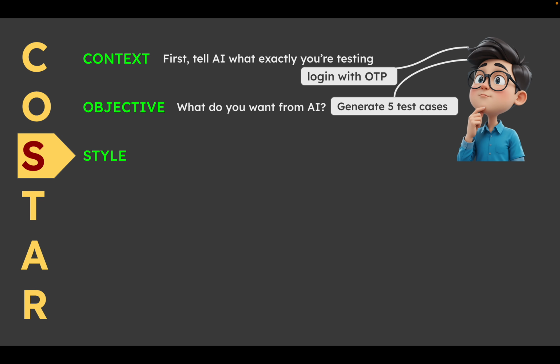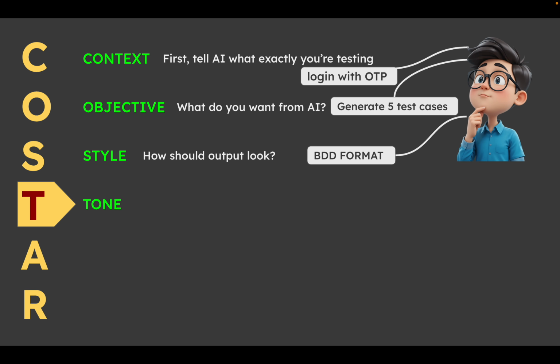Next is S for style. Here you can say how should the output look, what format do you want. So we want here a BDD format. Then T stands for tone. Now here you can tell AI, do you want detailed, concise, or any kind of tone that you want the AI to take care. Here I will say I want very concise output.